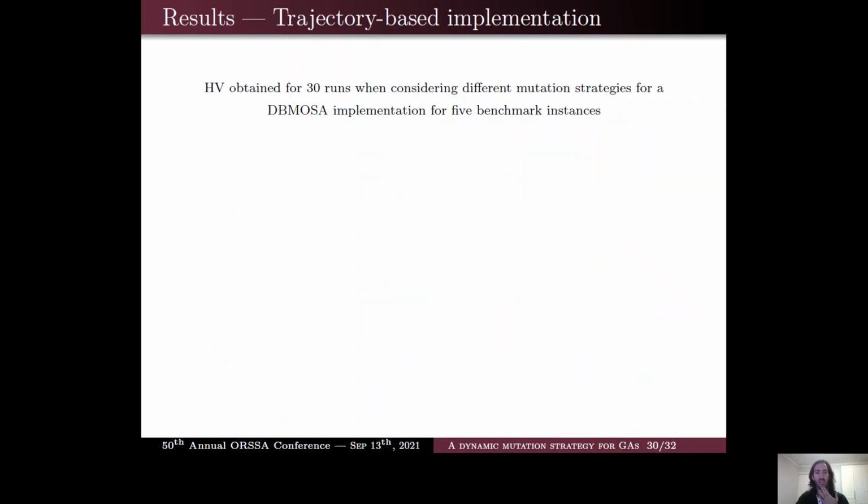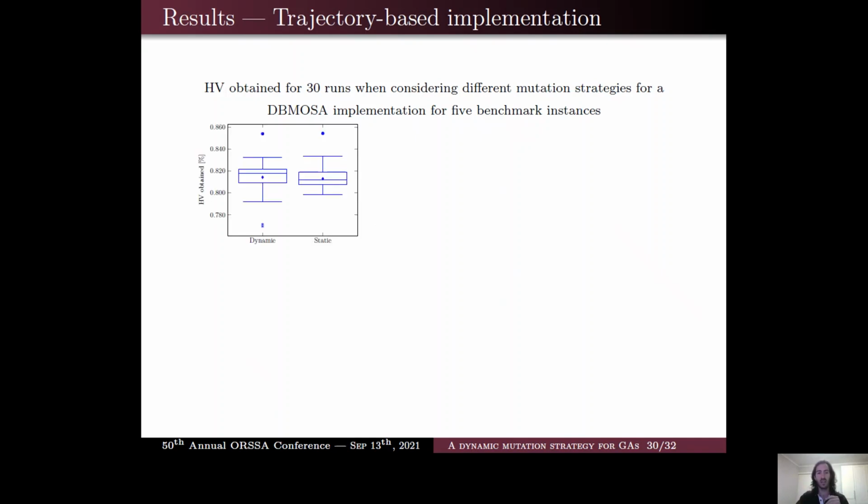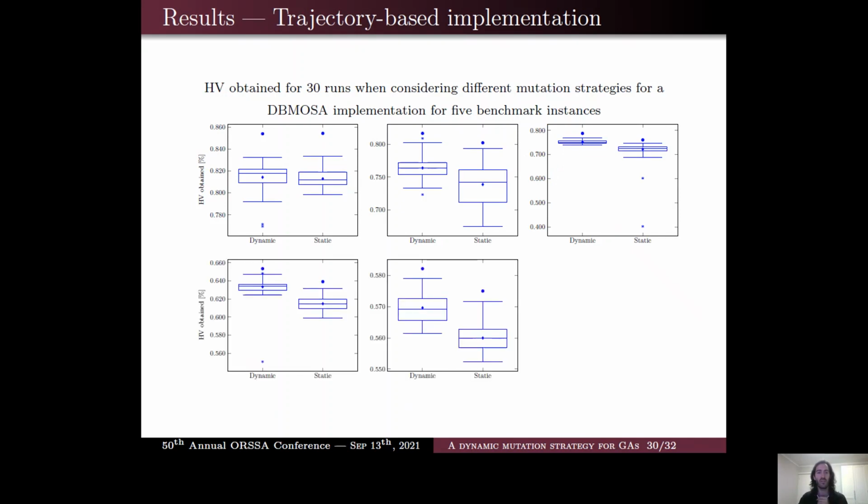Thereafter, the hypervolume was compared over 30 runs when considering mutation strategies for a dynamic and a static approach. And here it is clear from all 5 instances except Mumford 0 that the dynamic did outperform the static in terms of hypervolume performance.